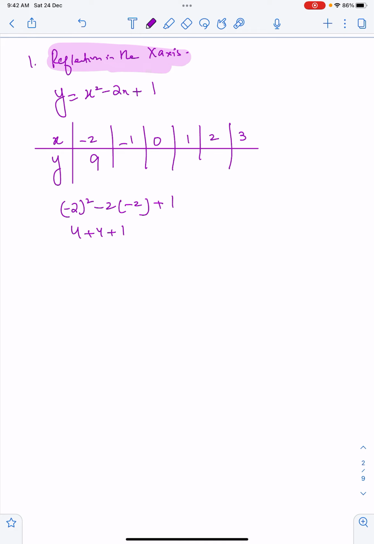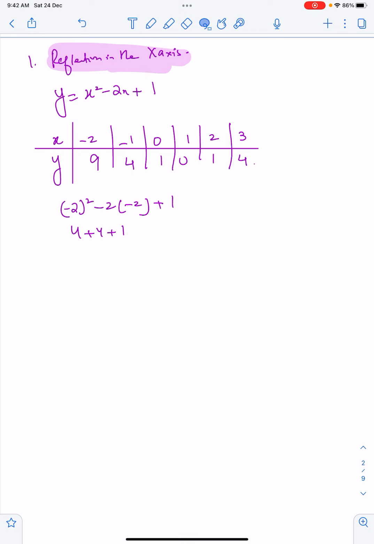With negative 1, it's coming out to be 4. With 0, it's a positive 1. With 1, it's 0. With 2, it's going to be 1. And with 3, it's going to be 4.